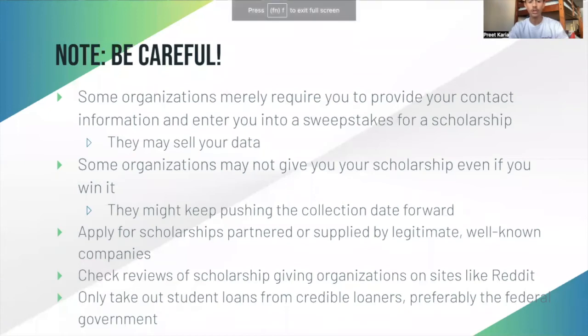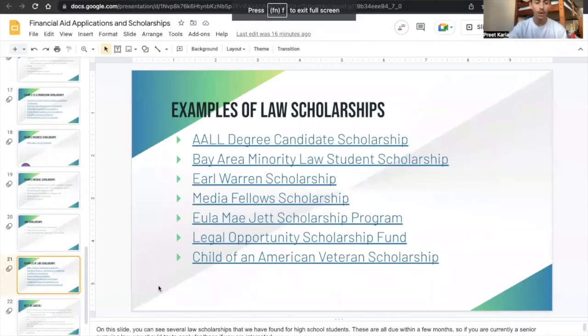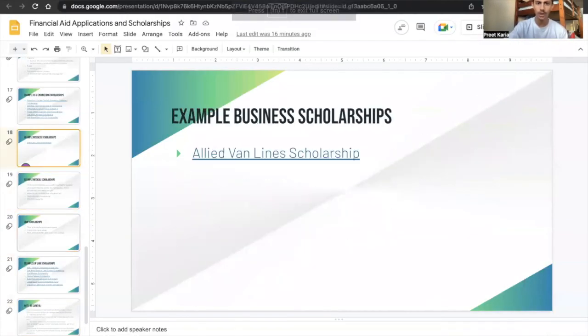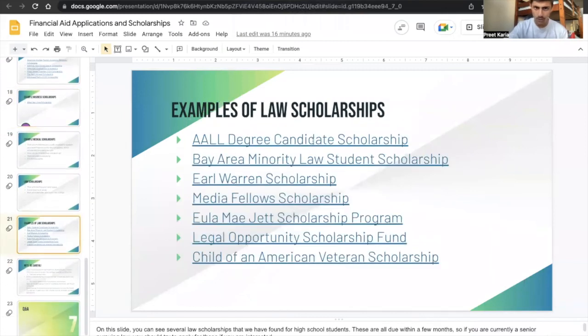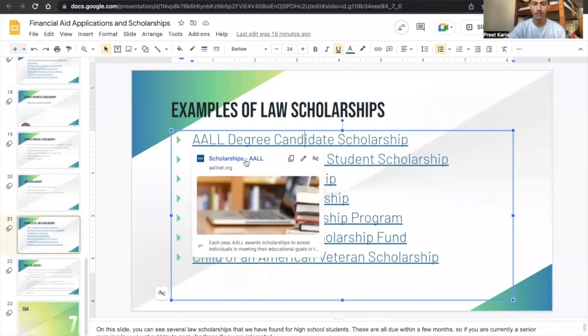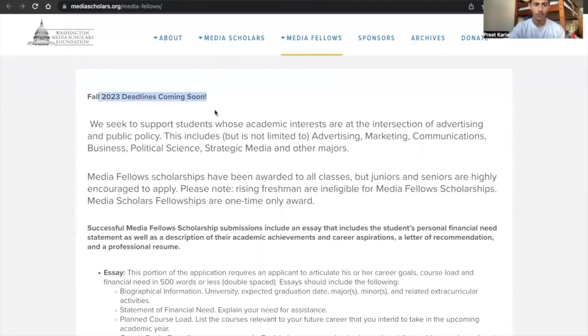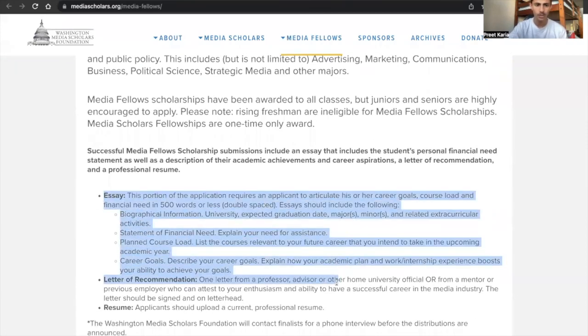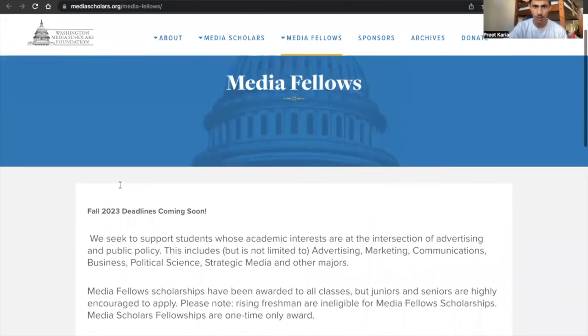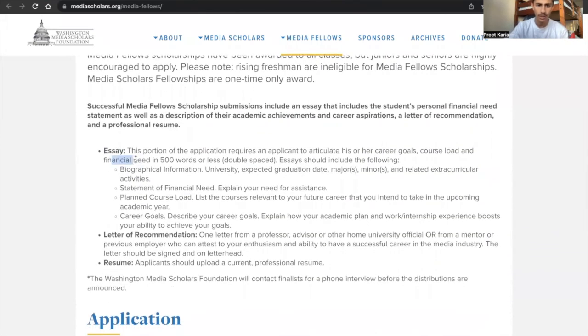Before we move on to the Q&A, I want to point out that all these links that we have here are all linked. For example, if you go to one of the law scholarships, you can click on these links and find out what scholarship it is. It'll talk about what the deadline is and what the requirements are for the scholarship. For this particular law scholarship, you need an essay with the requirements, your letter of recommendation, and your resume.